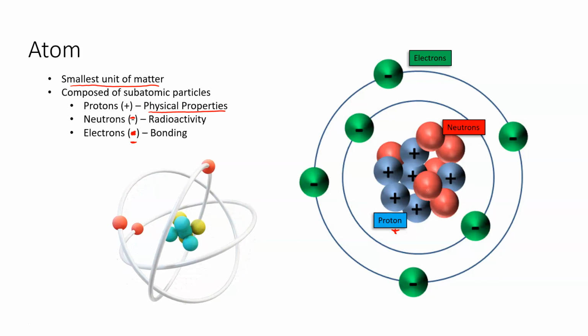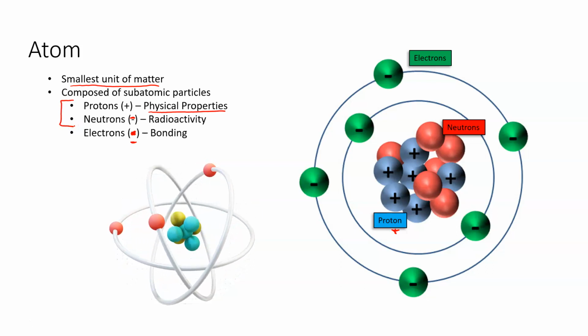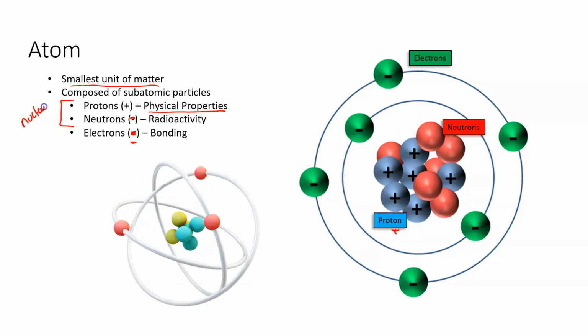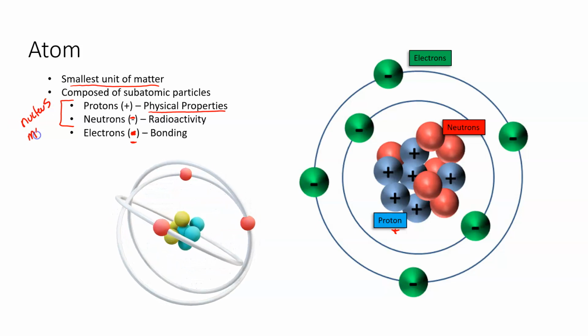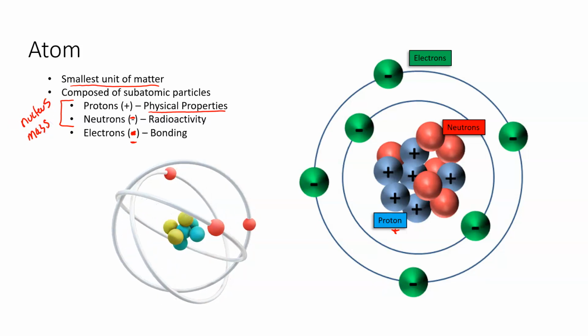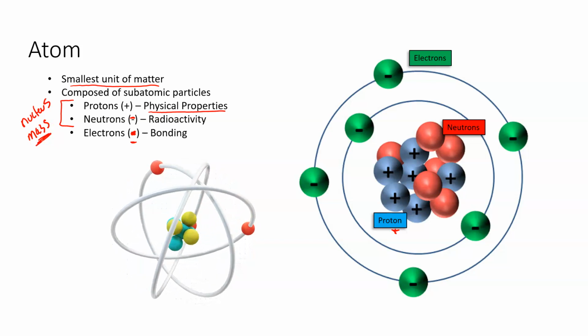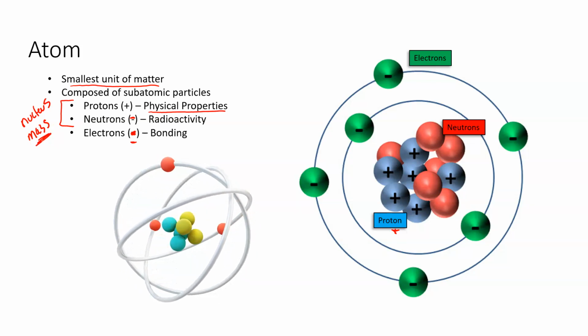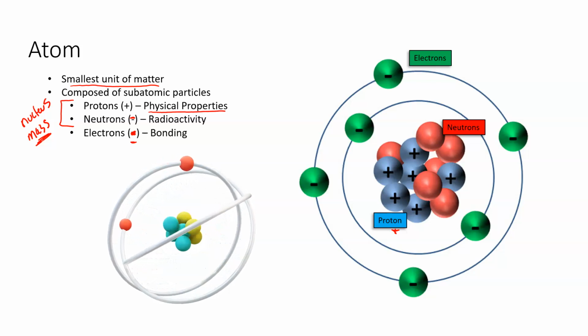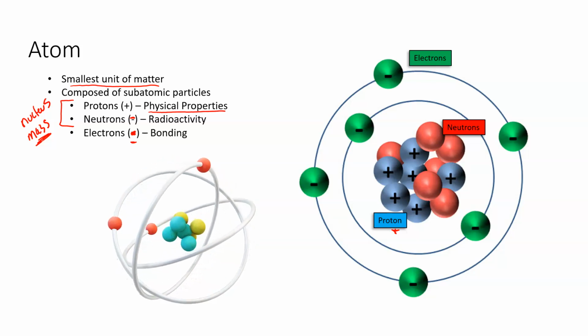But the protons and neutrons together reside in the nucleus, and that's what gives the atom its mass, okay? So when you see an atomic mass, that number is constituted by the number of protons and neutrons. Each of them basically have a unit of measure that is equal to 1.